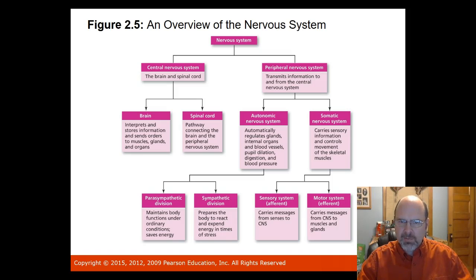And then the somatic nervous system has to do with basically the motor system and the sensory system. Okay, and we'll explain a little bit more about this. The sensory system sends messages to the spinal cord and to the brain. It's called the afferent, where the motor system is where the brain or the spinal cord is sending messages to the muscles.